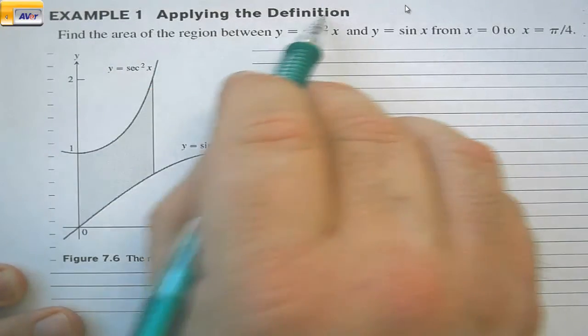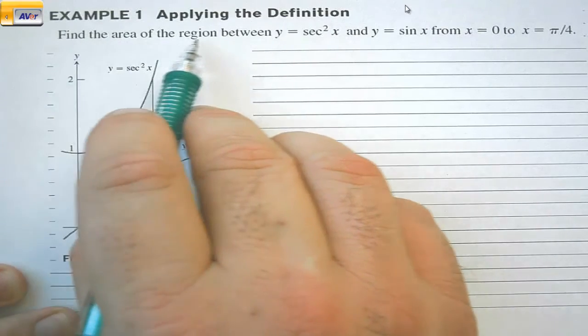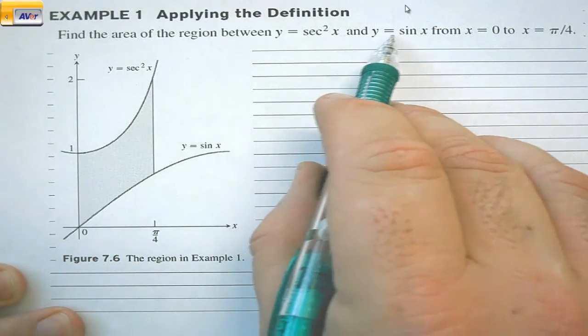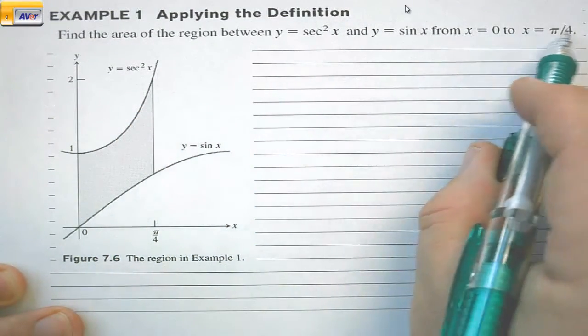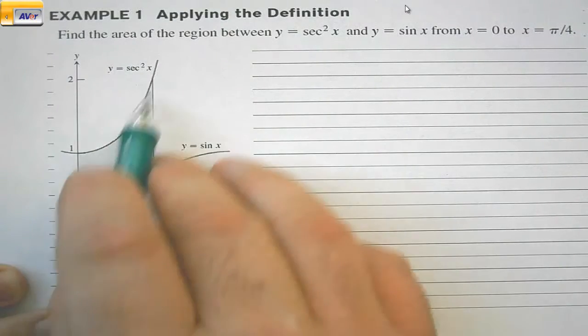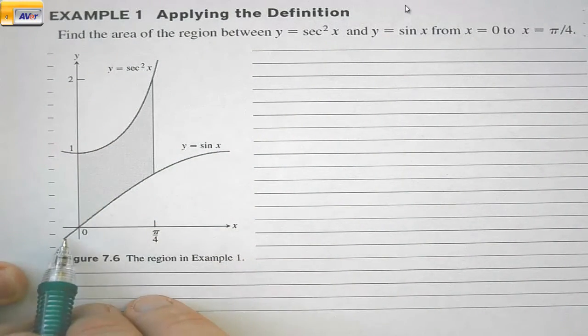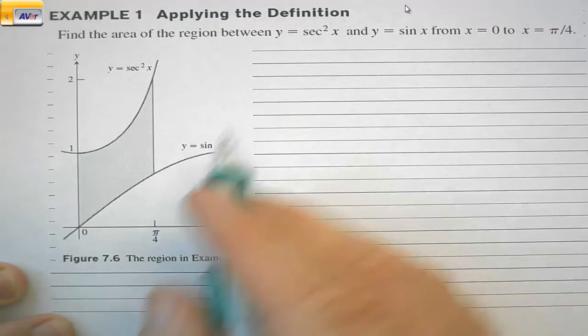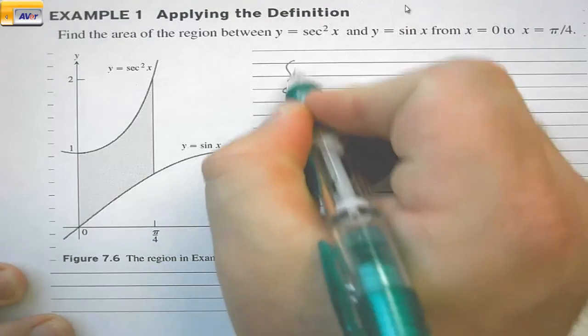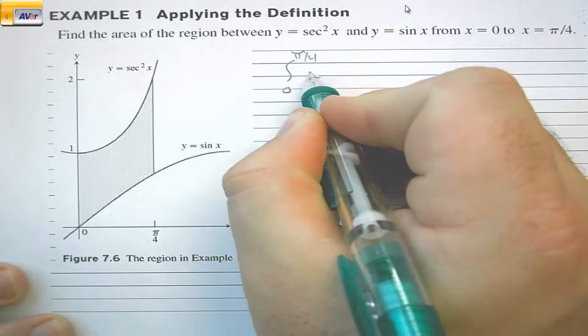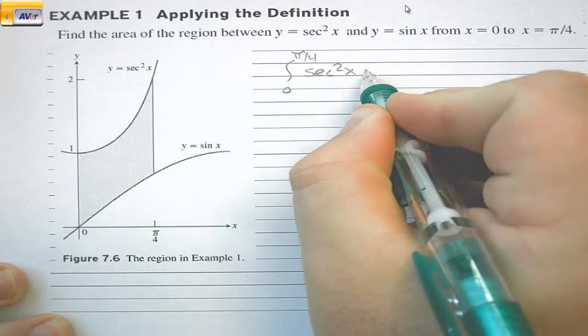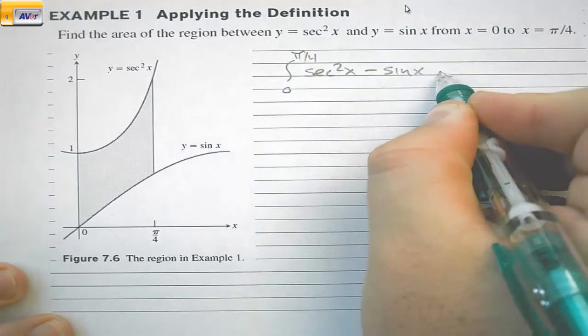Example 1, applying the definition. Find the area of the region between y equals secant squared x and y equals sine x from x equals 0 to x equals pi over 4. So secant squared is the top function, and sine of x is the bottom function. We're going to integrate from 0 to pi over 4, top minus bottom. So secant squared x minus sine of x dx.